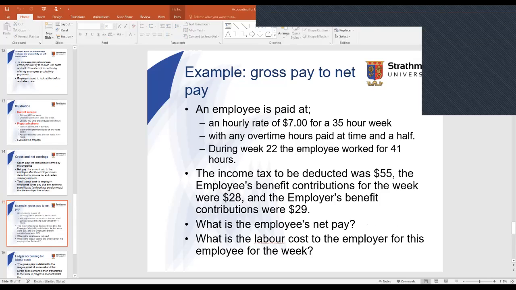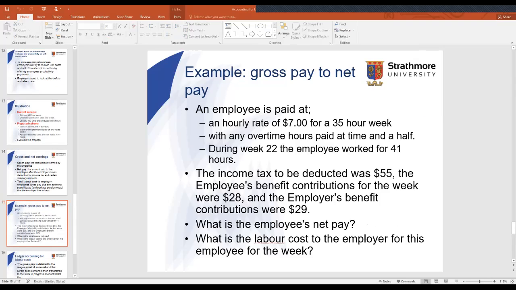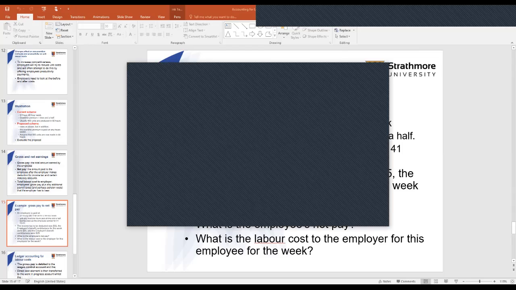Suppose that you have gone through the question and you see what is expected of you. In this case, you are meant to get the net pay to the employee, as well as the labor cost to the employer. So let's attempt to do it together.